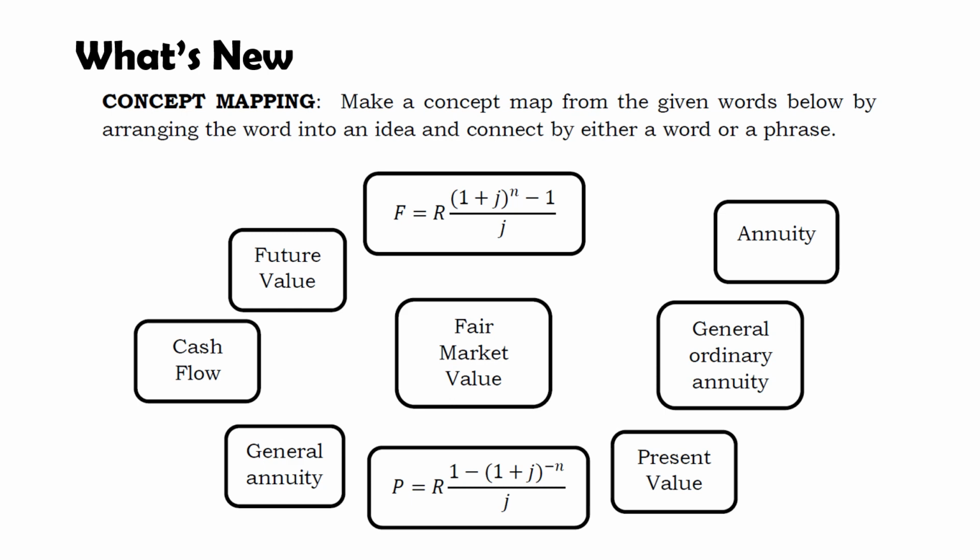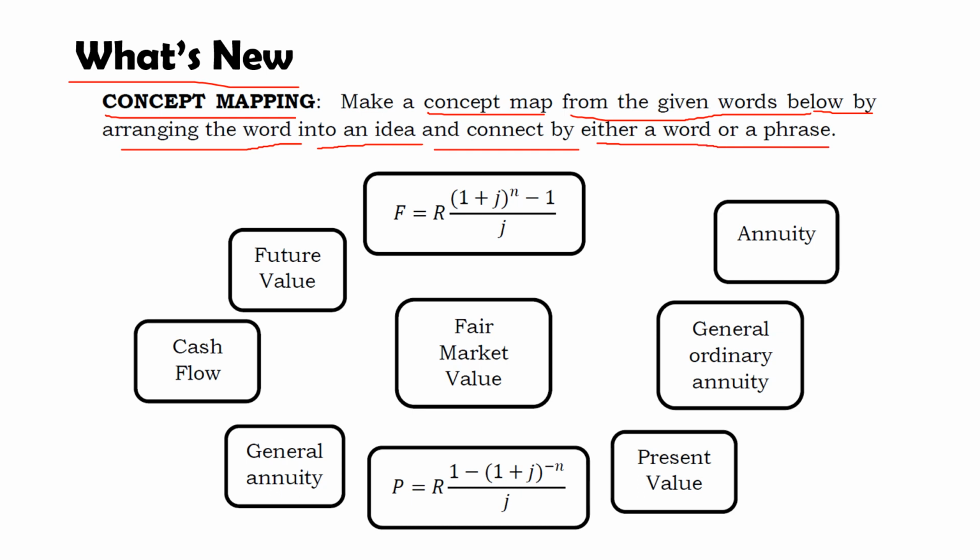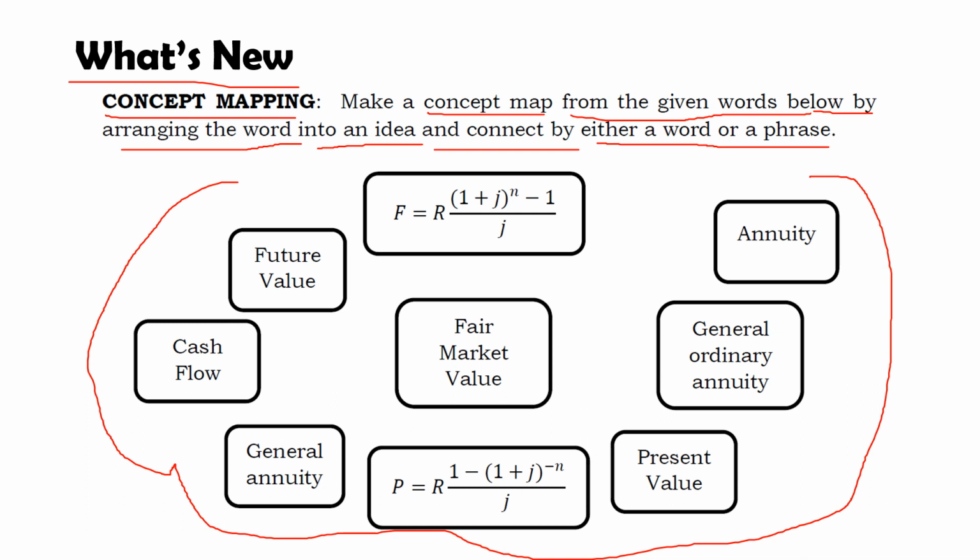So let's start with this activity. It represents what's new. It's about concept mapping. You're asked to make a concept map from the given words below by arranging the words into an idea and connecting them by either a word or a phrase. So we're going to use these words and formulas as you can see in these slides, and we're going to connect them either by word or by phrase.